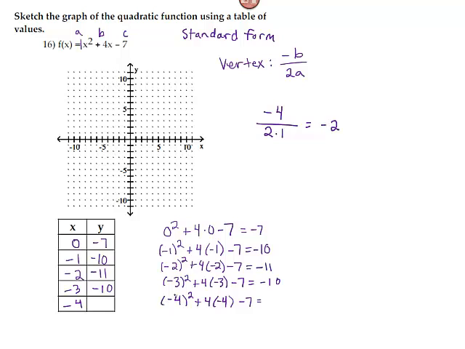So that's 16 minus 16, which is 0, minus 7 is negative 7. Notice we have this symmetry thing going on again. That's good. We want that. So we need to plot these points.